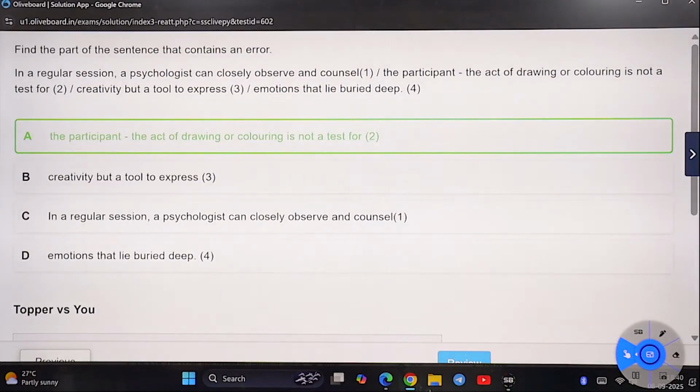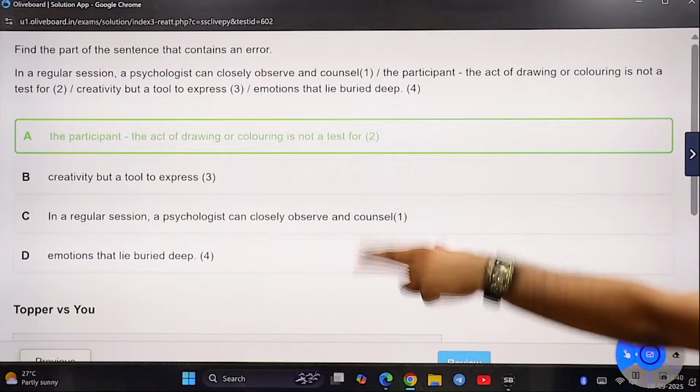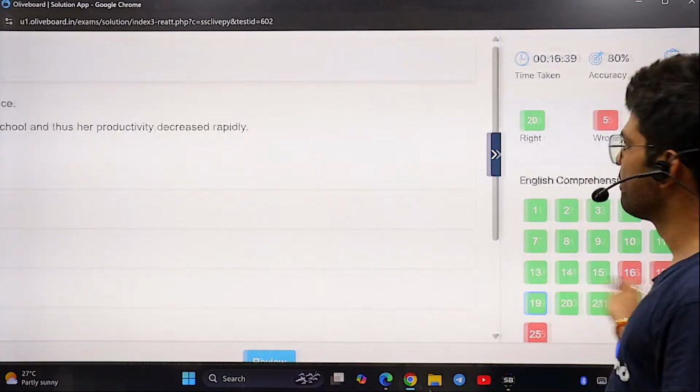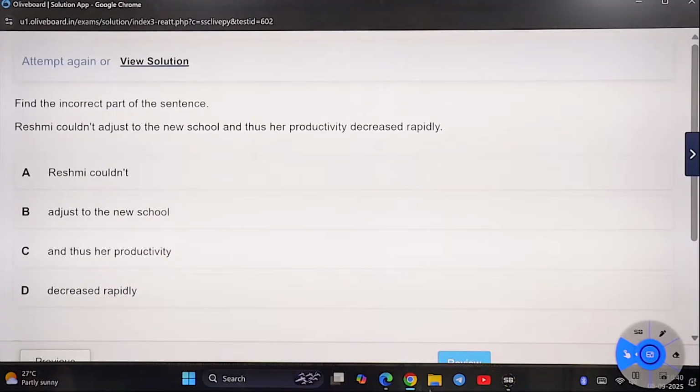But "deep" is also problematic. Deep is an adjective. Lying deep, buried deep, or buried. Yes, Shikha. So "of" is fine, but deep will still be deep. Okay. A test of creativity. No problem. Yes, which doesn't suit.